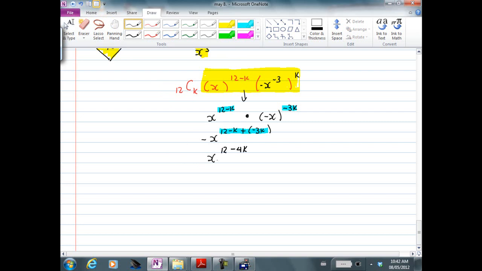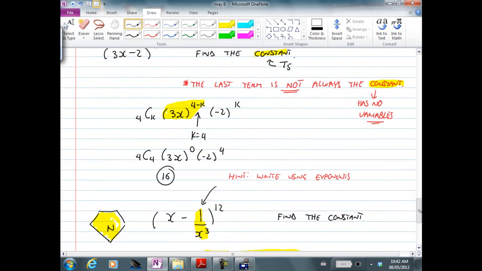K must be 3. Oh, no, we're not done yet. See, this whole thing has to be 0 because I want to get rid of x. I don't understand where you got the 4 from. Because this is negative k plus negative 3k. So this 12 minus 4k has to equal 0. K has to be 3. But that's not your answer. Because I asked you, find the constant.